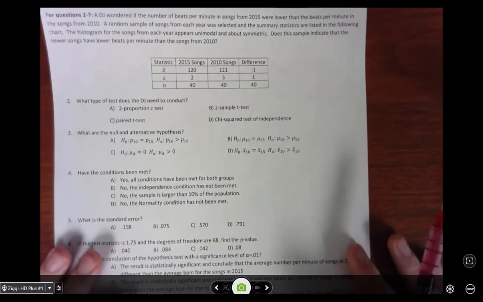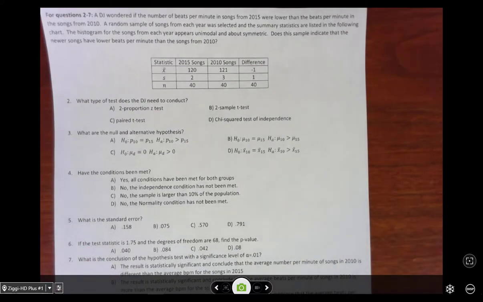So the next set of questions asks: a DJ wondered if the number of beats per minute in songs from 2015 were lower than beats per minute in songs from 2010. A random sample of songs from each year was selected, and the summary statistics are listed in the following chart. The histogram for the songs for each year appears unimodal and about symmetric. Does the sample indicate that the newer songs have lower beats per minute than songs from 2010?